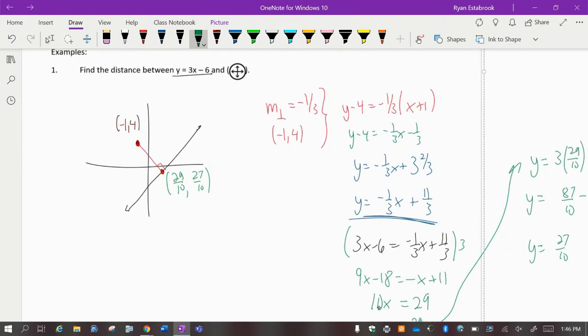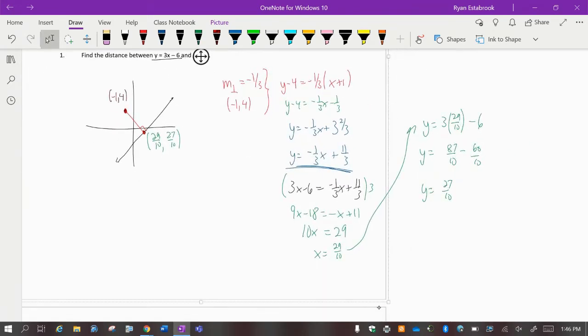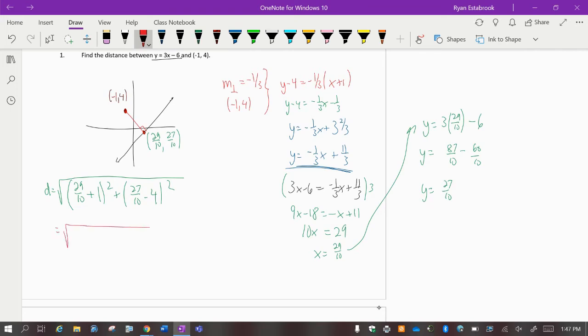Now, lots of little details to get to this point. Big picture, we wanted to find the distance between the point and the line. Now it turns into, what's the distance from this point to that point? And here is where we finally get to the distance formula. Big square root of x2 minus x1 squared plus y2 minus y1 squared. 29/10 plus 10/10 will be 39/10. This will be squared. And then 27/10 minus 40/10 is going to be -13/10, which has to be squared.